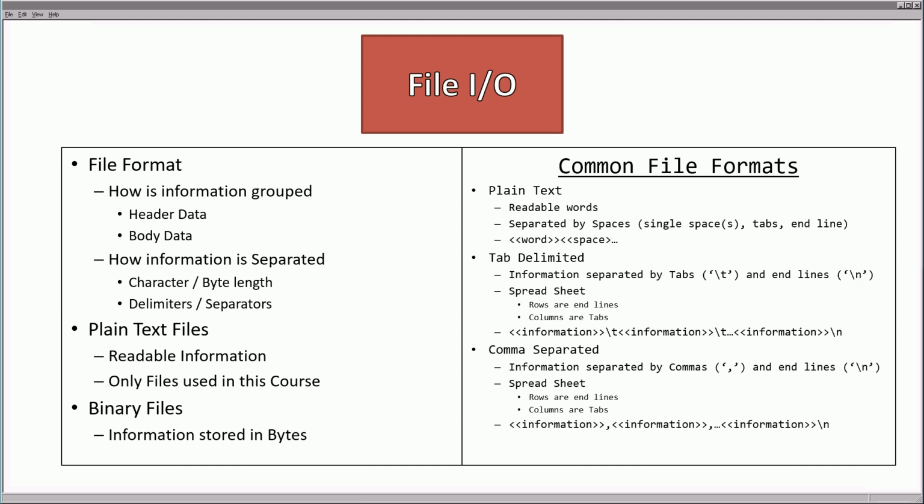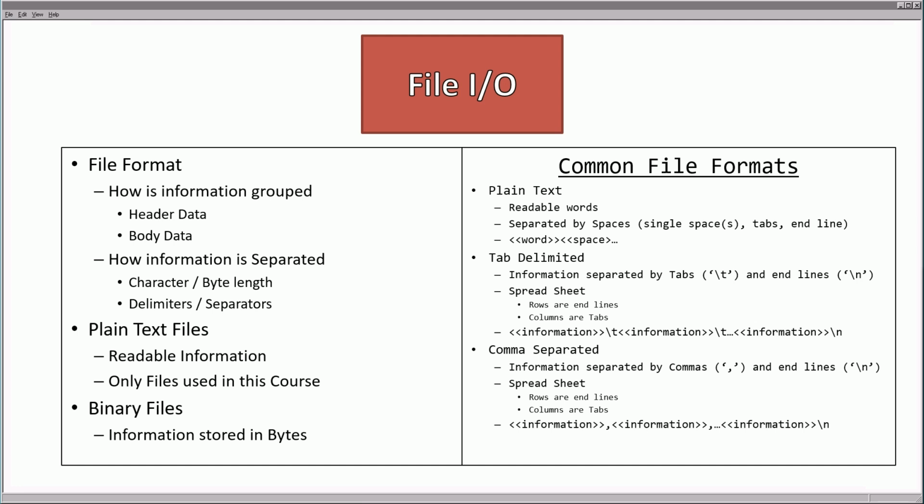Two ways that we can group together common files are plain text files and binary files. Plain text files are simply readable. It's readable by humans. And these are the types of files that we're going to be using throughout this course. Now, the alternate version are binary files where all of the information is stored inside of bytes, which is readable by the machine, but in general not readable by people.